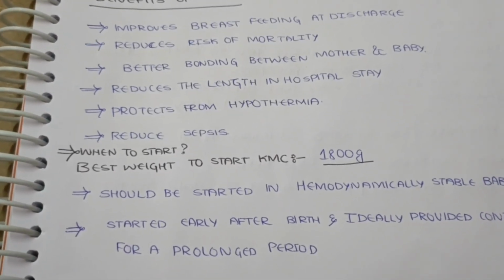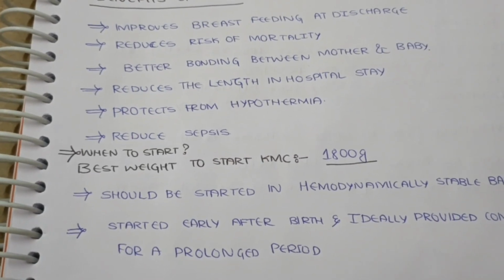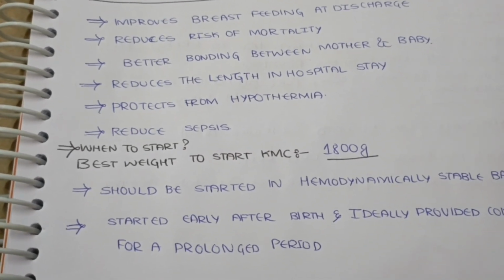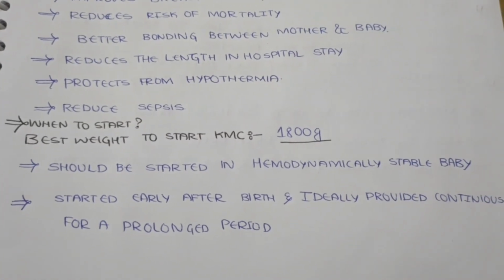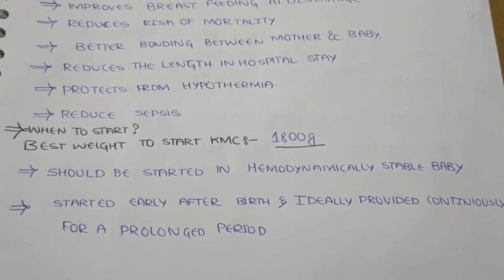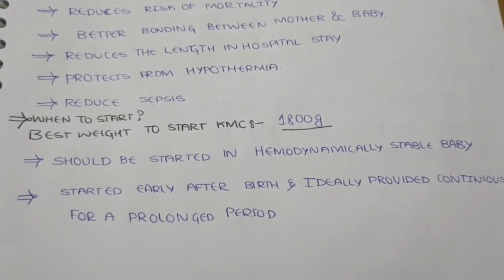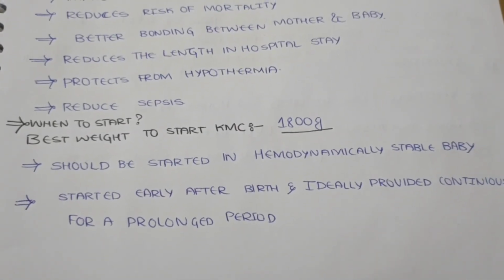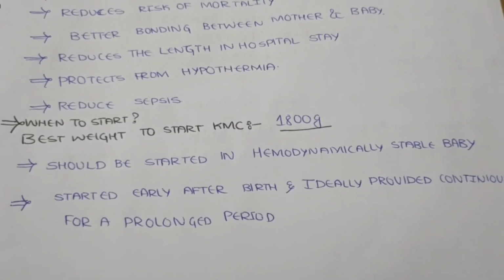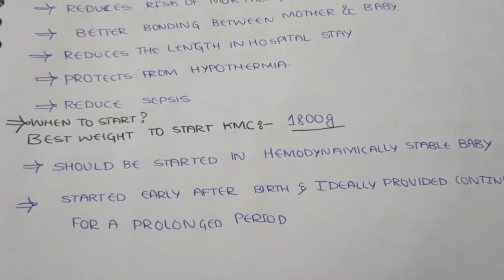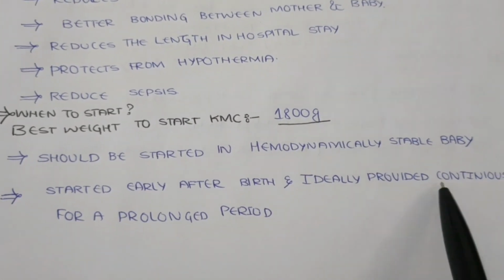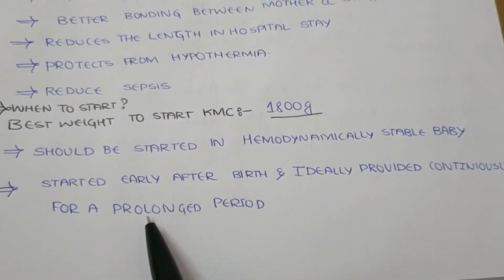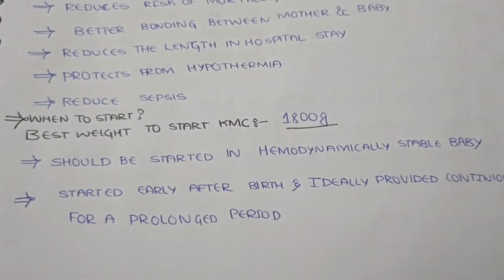When to start KMC? The best weight of the baby to start KMC is 1800 grams. It should be started in a hemodynamically stable baby. And remember, KMC should never be done in a hemodynamically unstable baby. It is started early after birth and ideally provided continuously for a prolonged period of time.